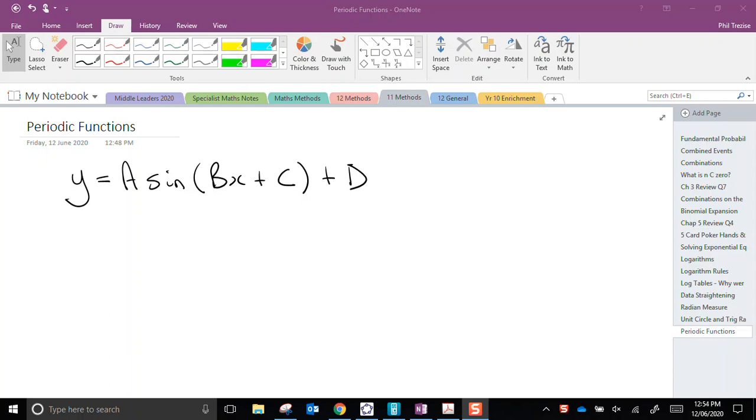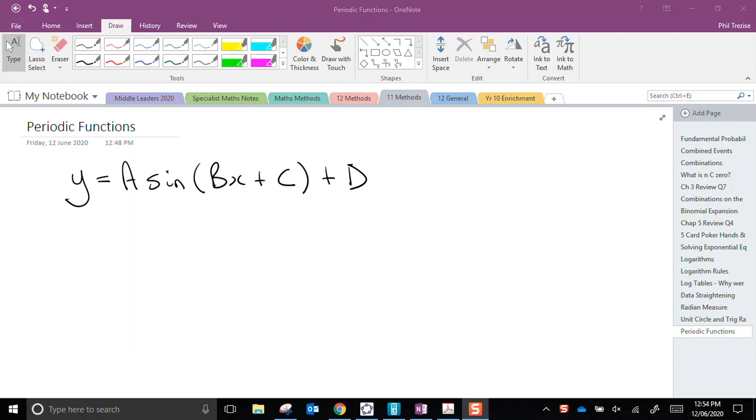Hi everyone, this lesson is about periodic functions. In particular, we're going to be looking at transformations on a sine function. We can do virtually the same things with cosine. Tan is slightly different, but for sine and cosine, what I'm about to say applies to both.